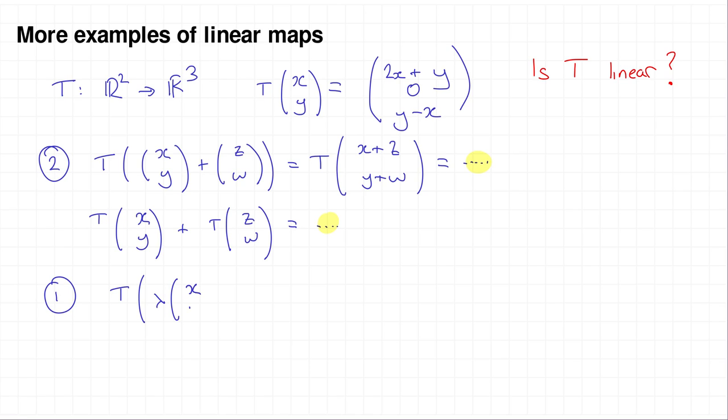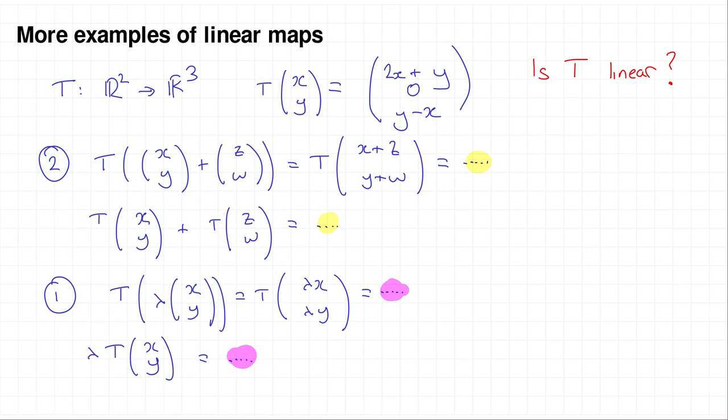In property 1, T of lambda (x, y), well, you know how scalar multiplication works in R squared. That's (lambda x, lambda y). So you can work that out. And you can also work out lambda times T of (x, y), because you know the definition of T of (x, y). So you can just scalar multiply the thing on the right by lambda and see what you get. And again, you've got to work out, is this thing always the same as this thing?